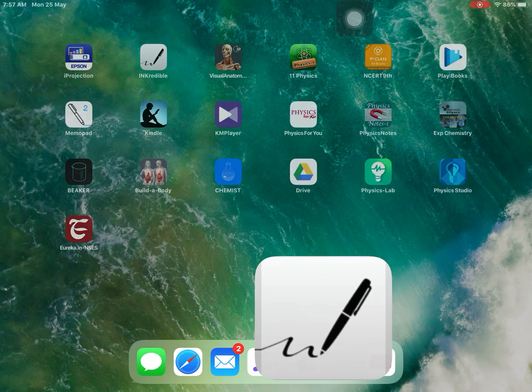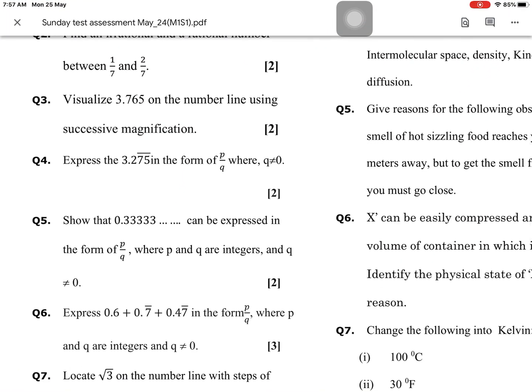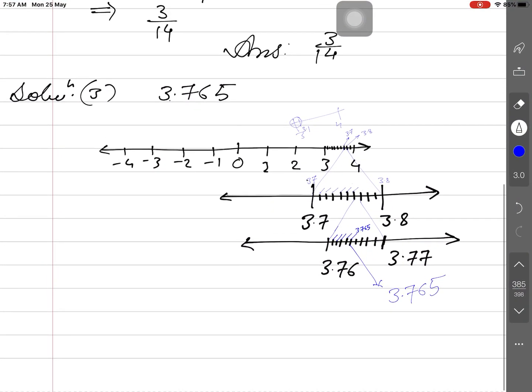Next, what is the next question saying? Express 3.27 with 75 bar, that is 3.275 bar, in p by q form. Listen guys, 3.275 bar: when I speak 75 together with bar, the bar is over 75. Express 3.275 bar in p by q form. Right? Next question is there. Solution.